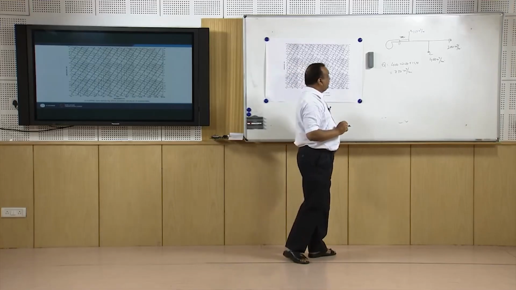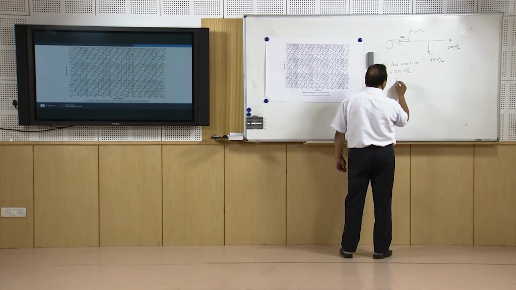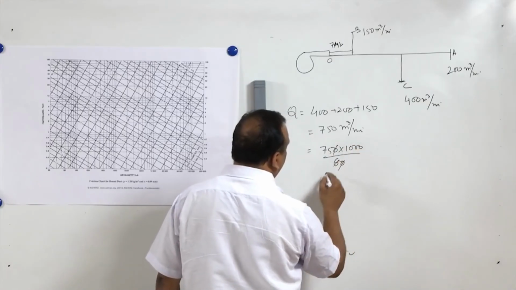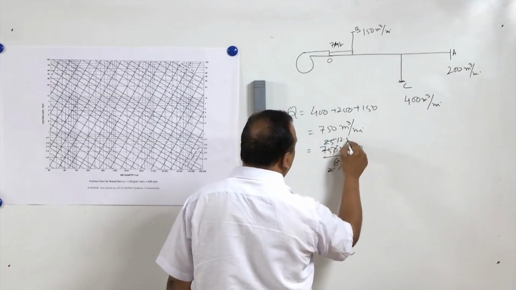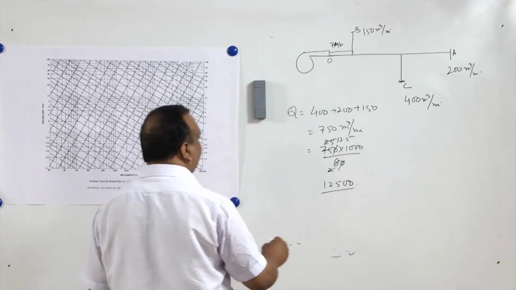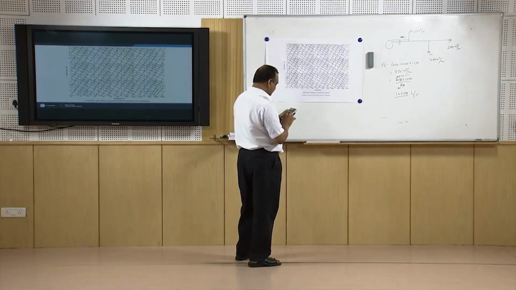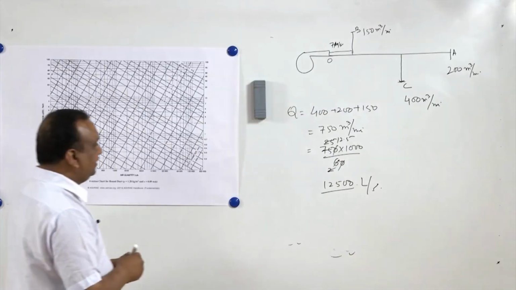Now this 750 meter cube per minute has to be converted into liters per second. So that is going to be 750 into 1000 divided by 60. Let me check with the calculator also. 750 into 1000 divided by 60. Yes, 12,500 liters per second.